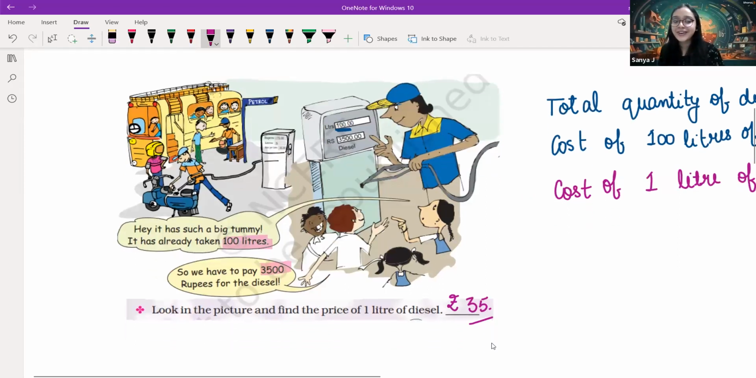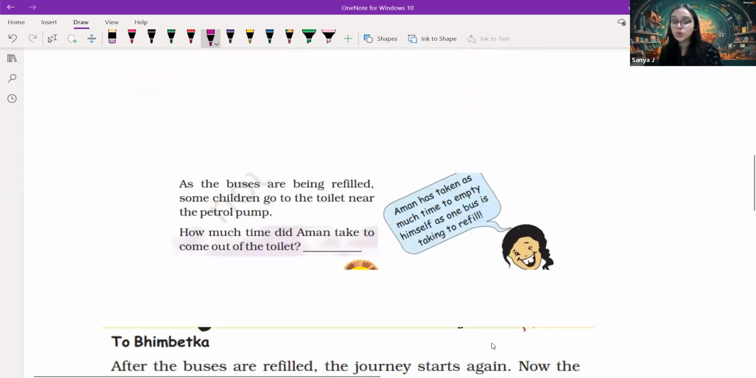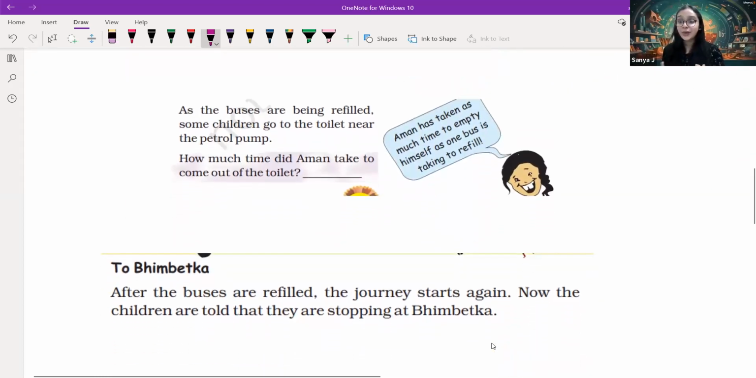Yes. So after this, let's continue our journey to Bhopal. Now that the buses are refilled, some children, because they're having a rest at the petrol station, go to a washroom near the petrol pump. Aman goes to a washroom. Now let's find out how much time Aman took to come out of the toilet. For that, this girl notices the time. Let's see what she says.